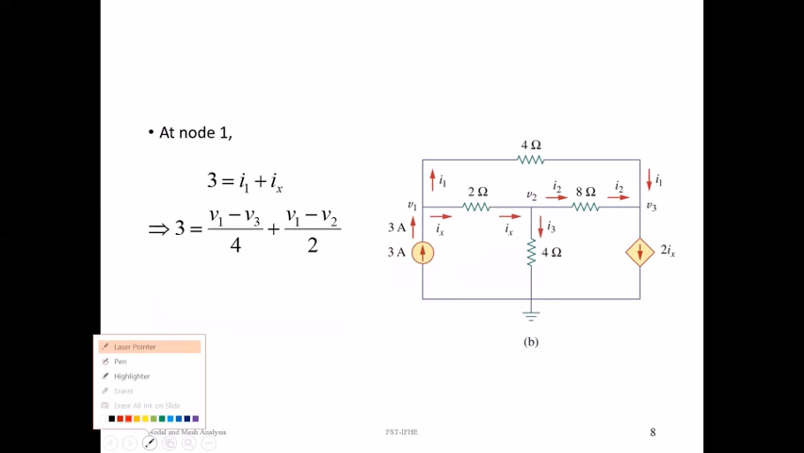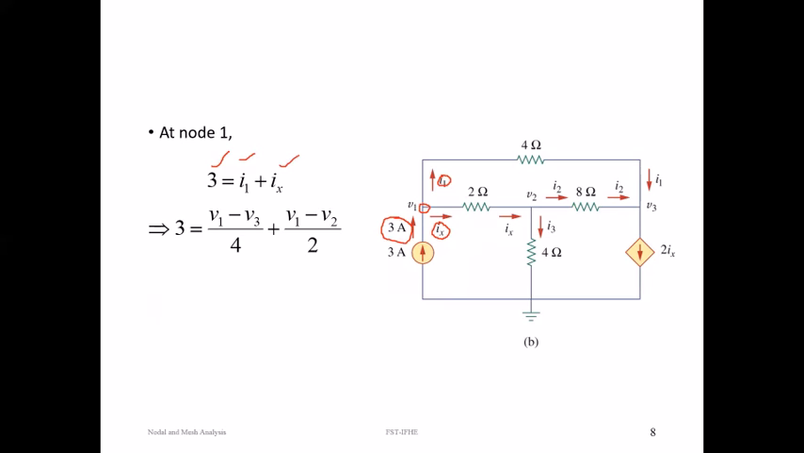So let us first apply the KCL to node 1. What is the incoming current? 3 amperes is the incoming current. What are the outgoing currents? Ix and I1. So applying KCL, incoming current is equal to the sum of outgoing currents.